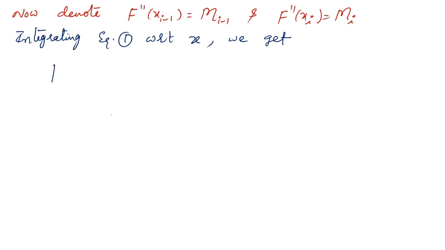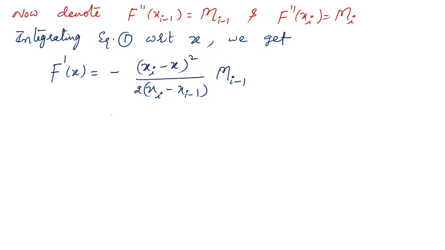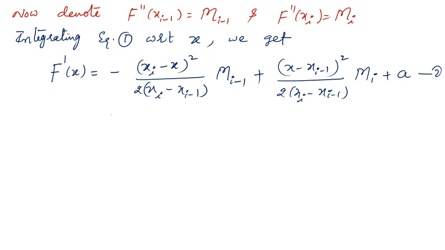For f double dash of x, one integration gives f dash of x. And the integration of the next part is a simple integration with respect to x only: M_{i-1} times (x_i - x)^2 by 2 into (x_i - x_{i-1}), plus M_i times (x - x_{i-1})^2 by 2 into (x_i - x_{i-1}), plus a constant a. This is equation 2, where a is an integrating constant.